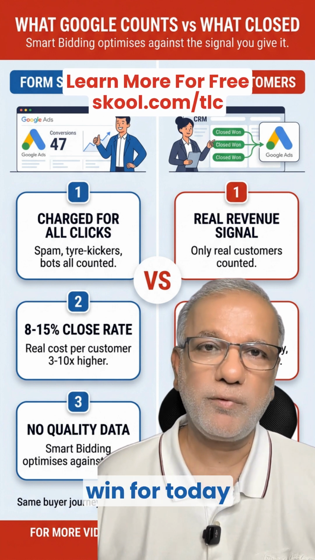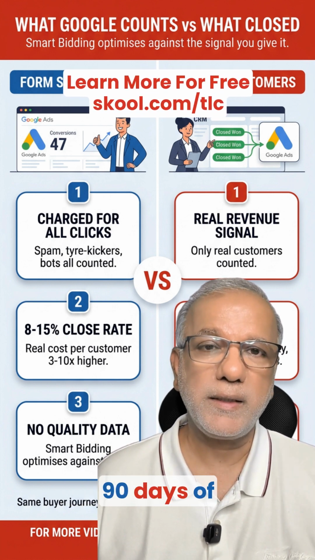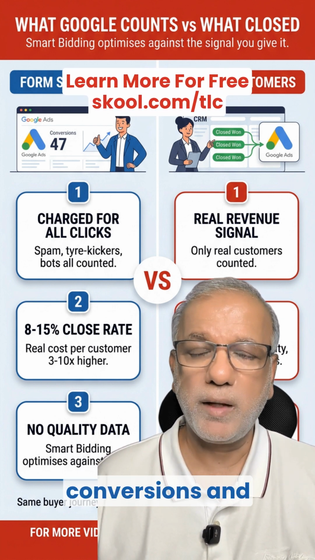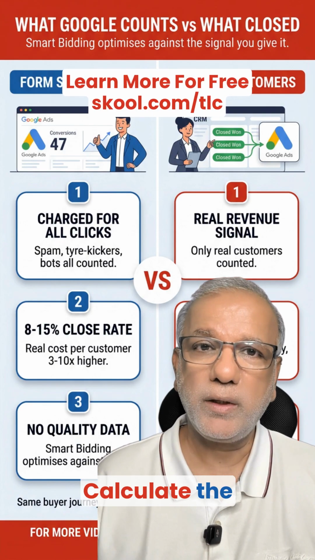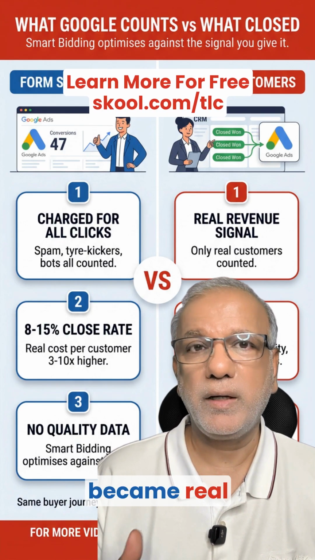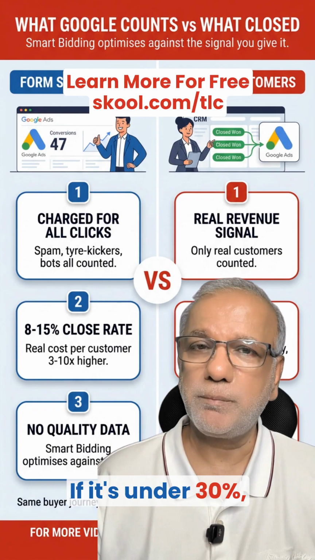So here's a quick win for today. Pull your last 90 days of Google Ads conversions and match them to your CRM. Calculate the percentage that became real customers. If it's under 30%, you have this problem.